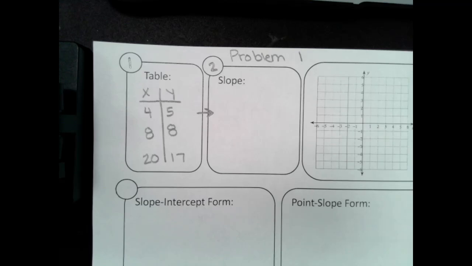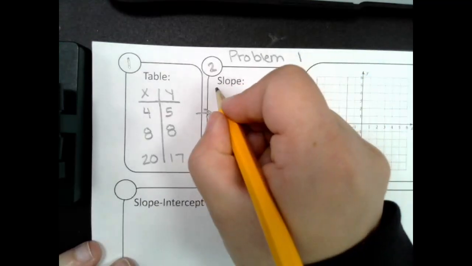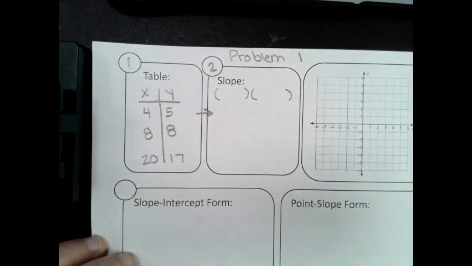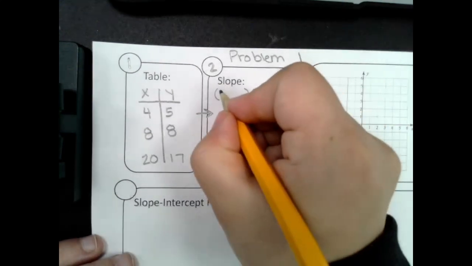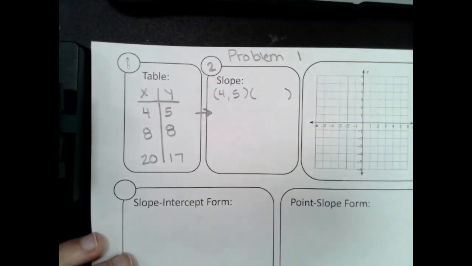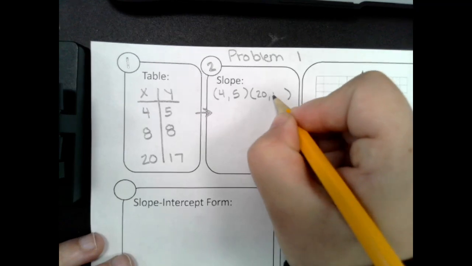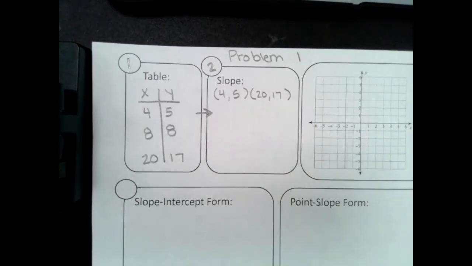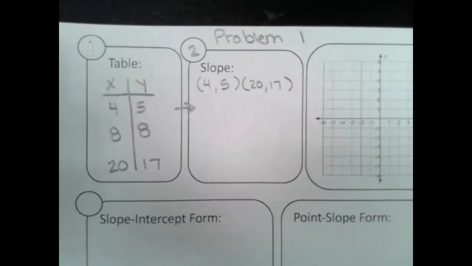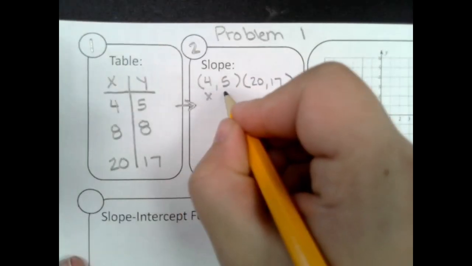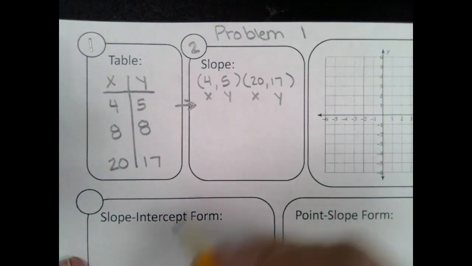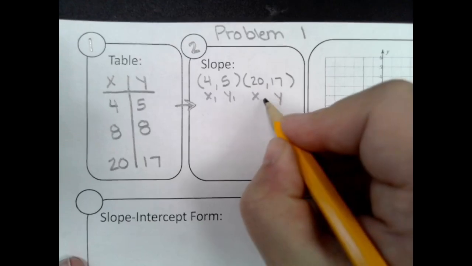So for slope, we're going to use that slope formula. We're going to use 2 points. So which 2 points from our table should we use? We have 3 points to choose from. Okay, 4, 5. What other point do we want to use? 8, 8 or 20, 17? Okay, 20 and 17. So this is good review for us. When we find slope from 2 ordered pairs, we label them x, y, x, y. Our 1's go together and our 2's go together.